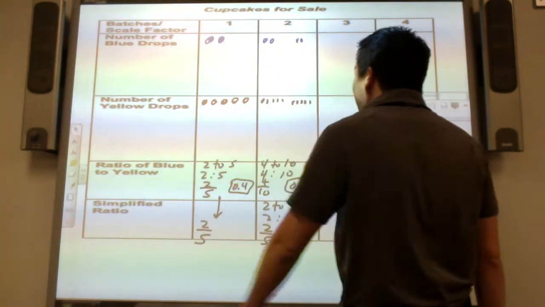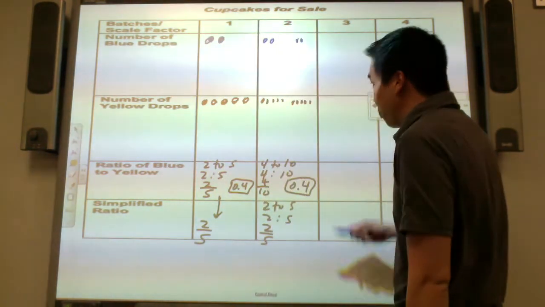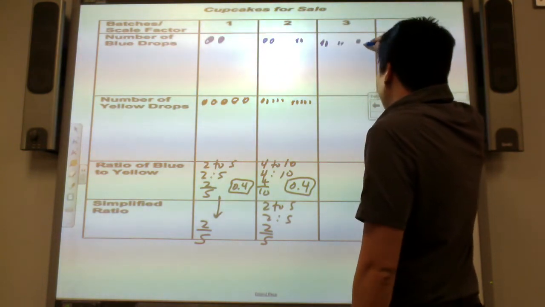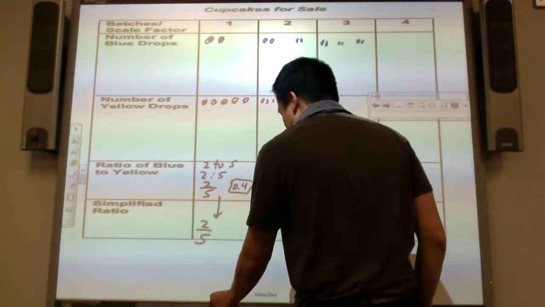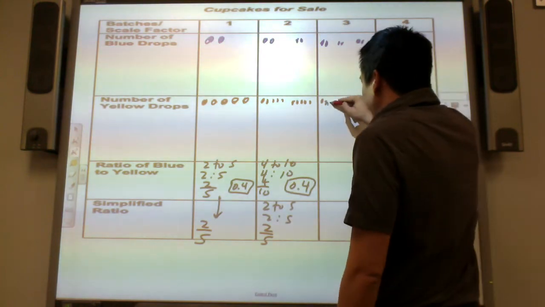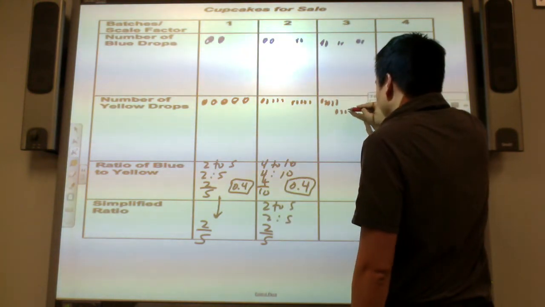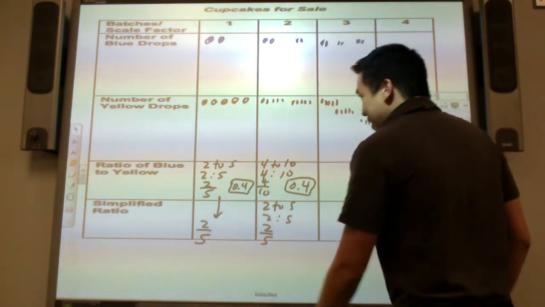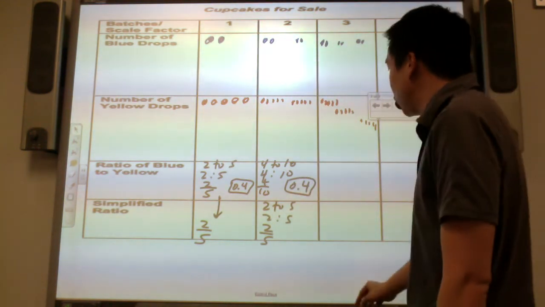Let's make another batch, a third batch. So first batch you needed 2 drops, and you need another 2 drops to make 3 batches. The first batch needed 5 yellow. The second batch needed 5 yellow. The third batch needed 5 yellow. So what is our ratio of blue to yellow?